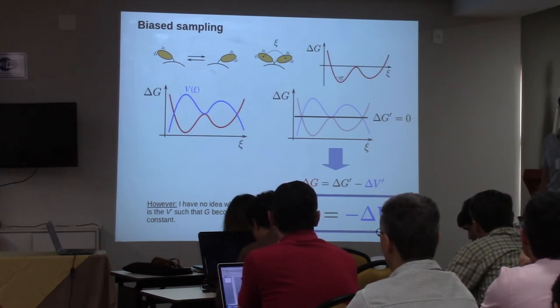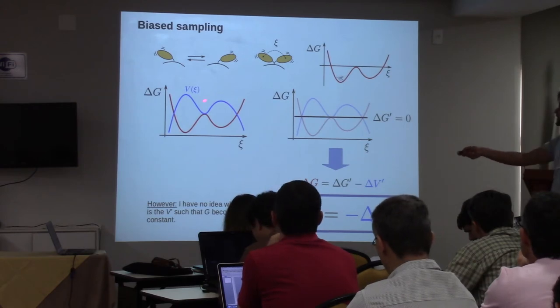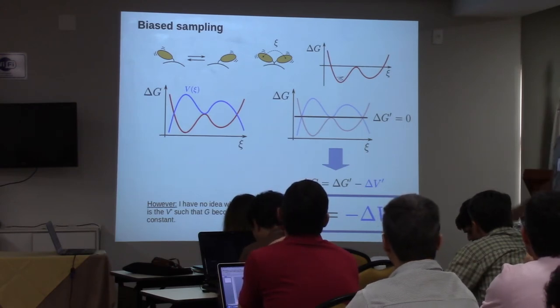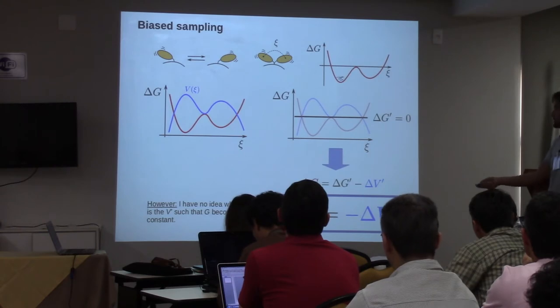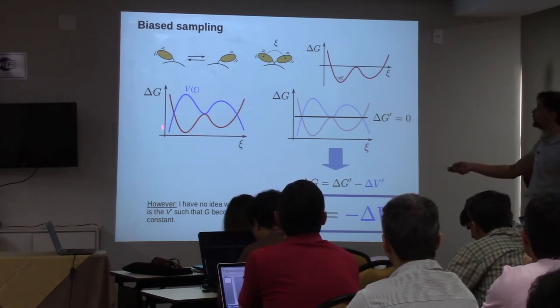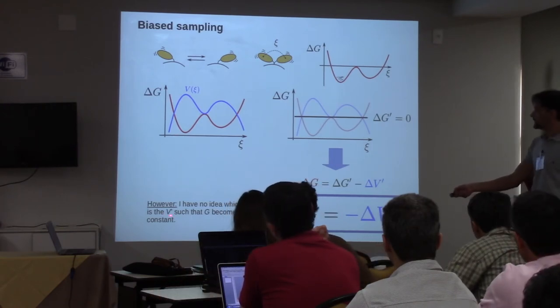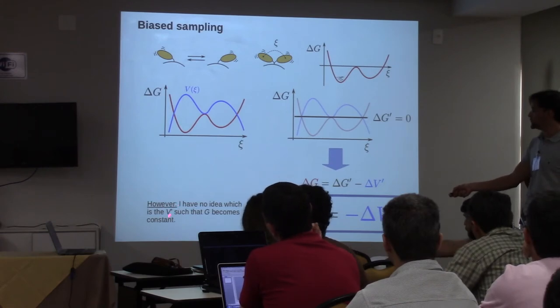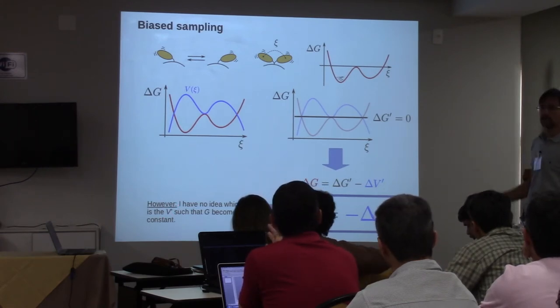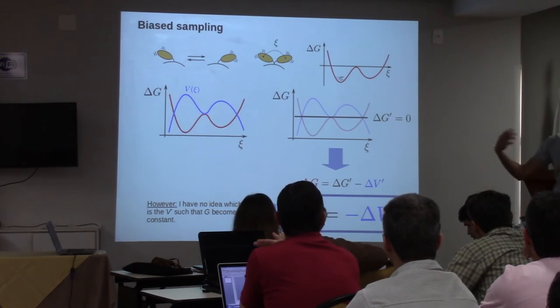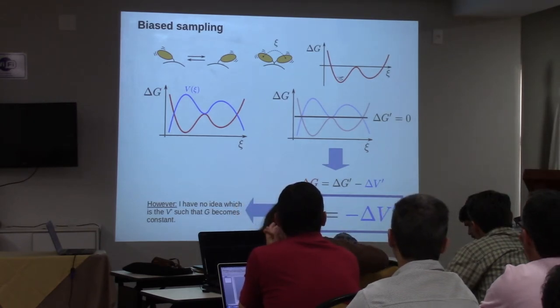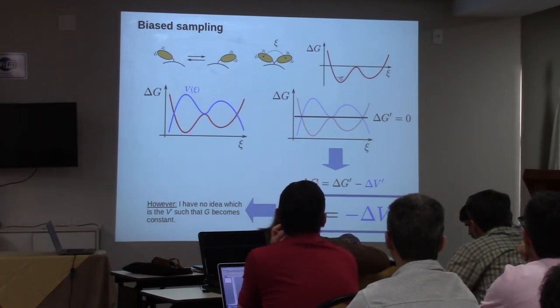Of course, this is not useful at all, because if I knew which was the potential to be added here, I would have no problem, because it would simply be a question of computing the free energy differences. So the thing is that I don't know which is this profile. I have no idea which perturbation I should introduce in this system in such a way that G becomes constant. In principle, I don't know how to perturb my system in such a way to make all my states in the simulation become equally probable.